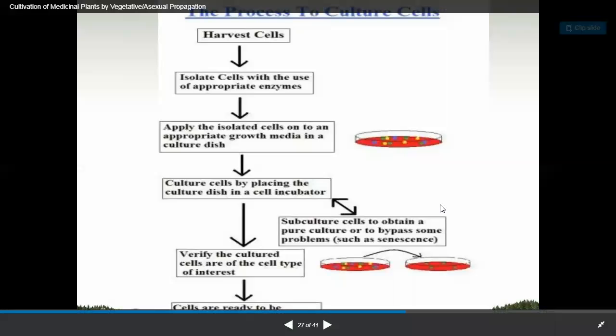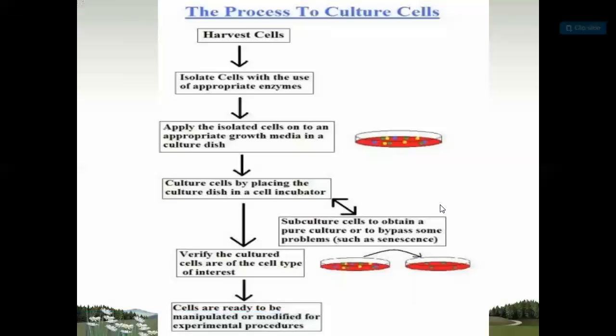Incubator is one kind of chamber, right, where we maintain the temperature. If your plant cells require a higher temperature, or a lower temperature, whatever kind of temperature is required, we can maintain it as per the requirement of the plant.